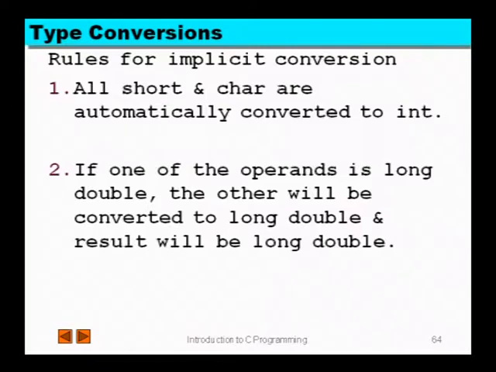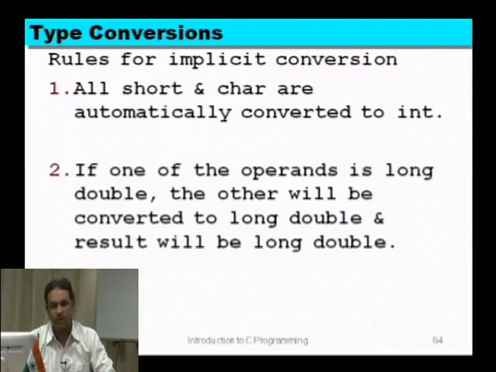So what are the rules for implicit conversion? There are different rules, and we should follow all of them. First, all short and character are automatically converted to integer. Suppose you have one variable of type character and one of type integer, automatically it is going to convert into integer. If you have specified short integer also, that value will be converted into integer as well. So all short and character are automatically converted to integer.